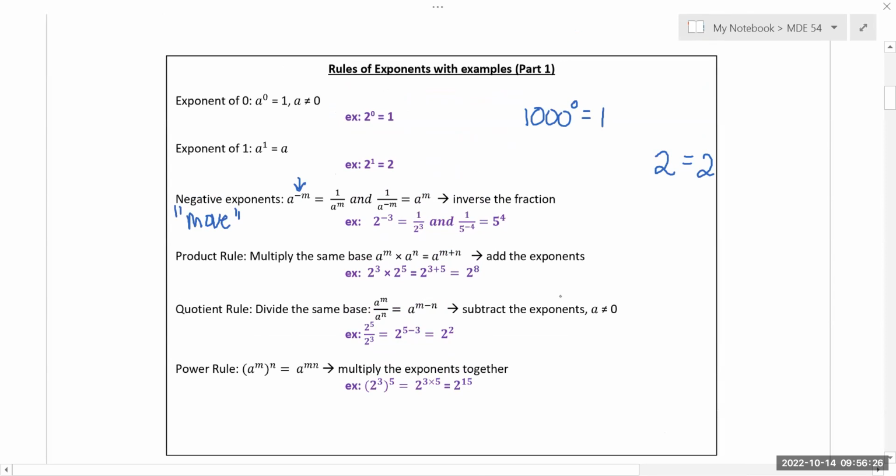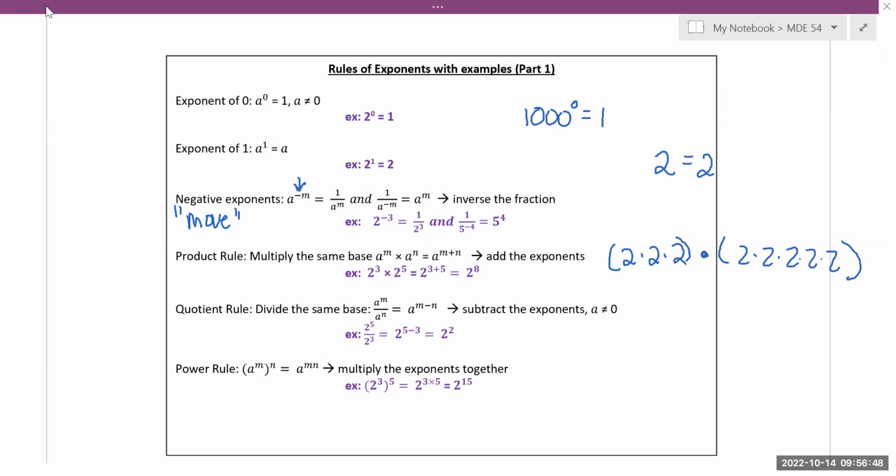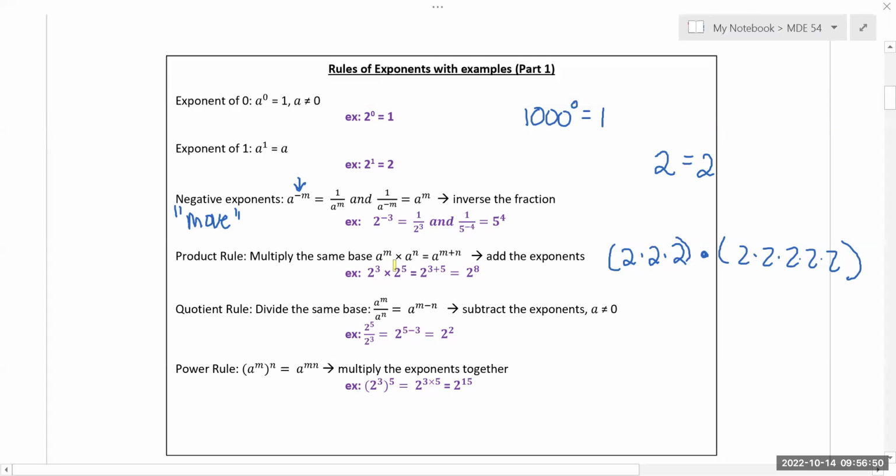Product rule. Say you have 2 to the 3rd, 1, 2, 3, and you multiply it by 2 to the 5th, 1, 2, 3, 4, 5. Well, it's still all multiplication, so you have 8 2's total, so you add them together. That's a pretty helpful rule. You're just continuing, so you add the exponents.